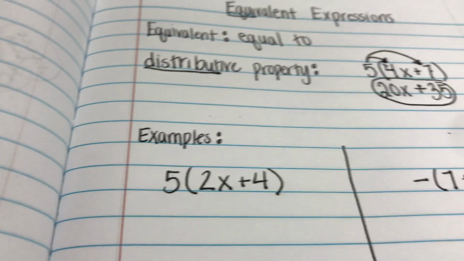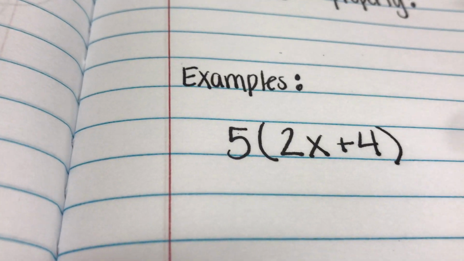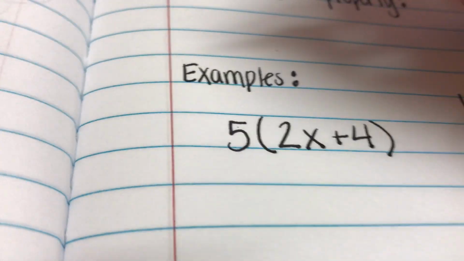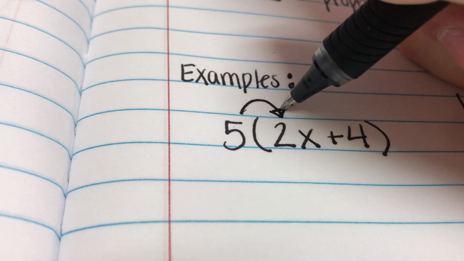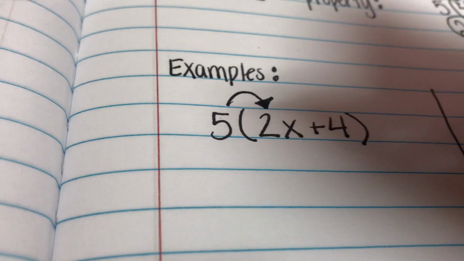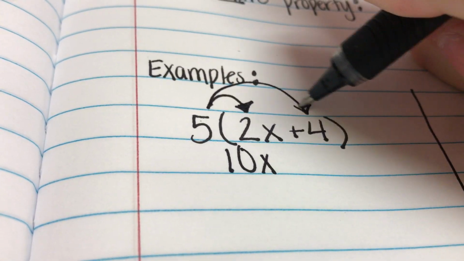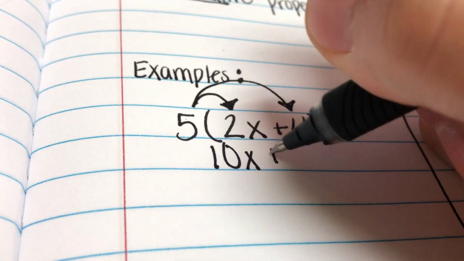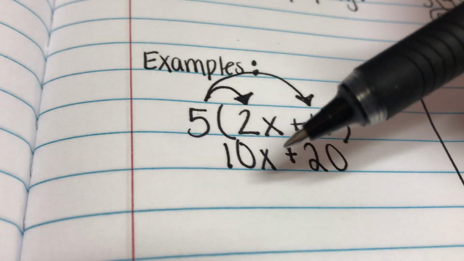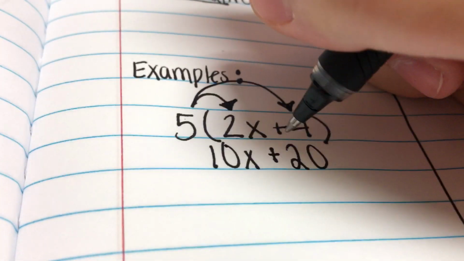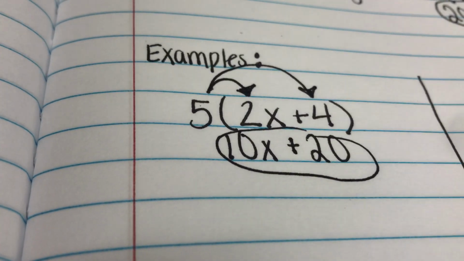Now, we're going to do some examples. We're going to start off with one we just did. We're going to do 5 times 2x, so that's going to give me 10 x's. And 5 times 4 is going to give me 20. I can't combine the x's and the 20, so therefore that's my final answer.